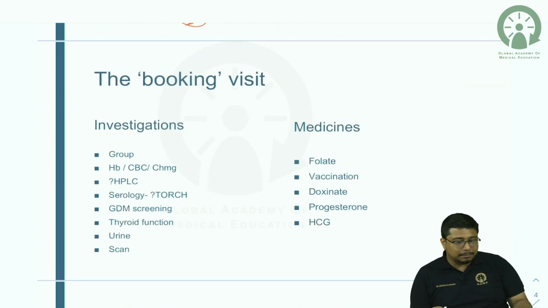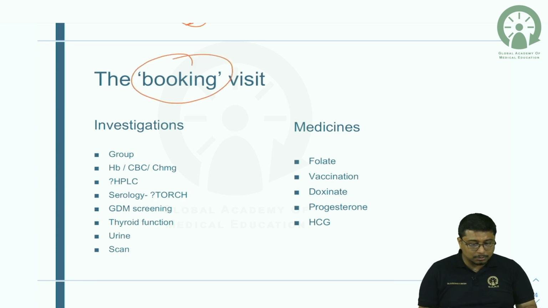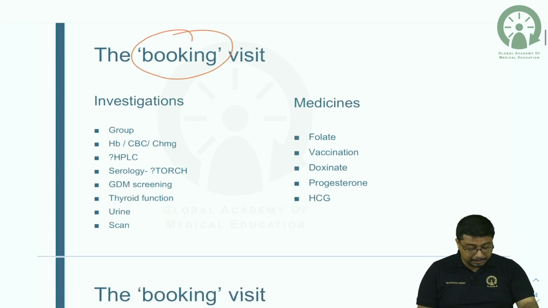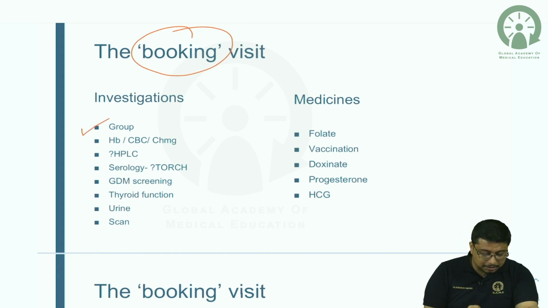So come on, next, coming to the booking visit. When the first visit the woman makes to the obstetrician with a positive UPT, what are the investigations that we will do? First investigation is the grouping, then hemoglobin. If you have facility, you can do CBC, that is complete blood count, or a complete hemogram, but hemoglobin is what is recommended by the Government of India.